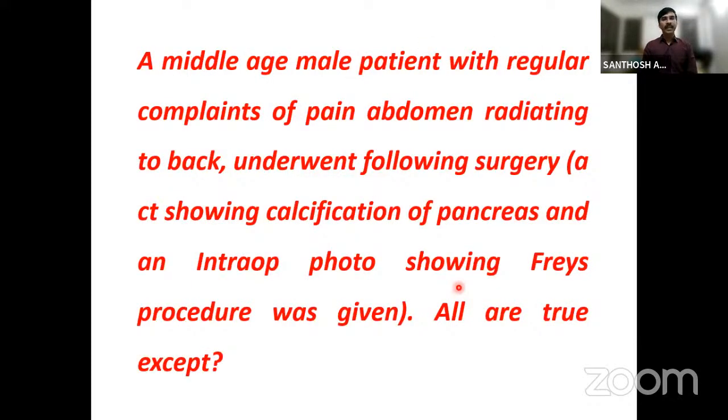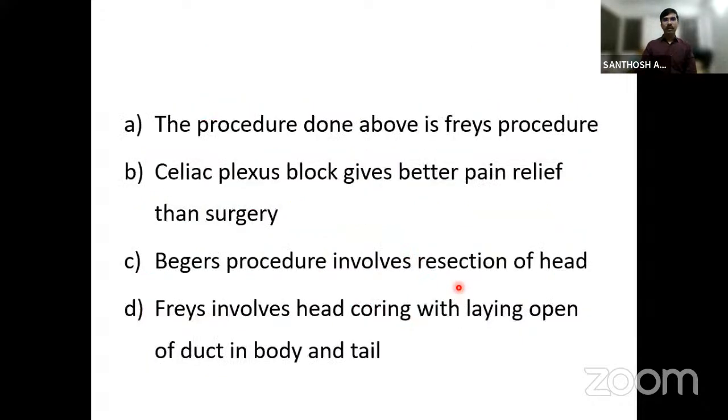The next question is: a middle-aged male patient with regular complaints of pain abdomen radiating to back, essentially pancreatitis, underwent surgery. A CT shows calcification of the pancreas and an intraop photo shows Frey procedure, meaning a chronic pancreatitis patient following Frey procedure. All of the following are true except: the procedure done above is Frey procedure; celiac plexus block gives better pain relief than surgery.